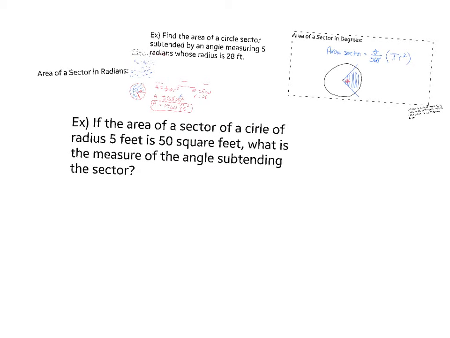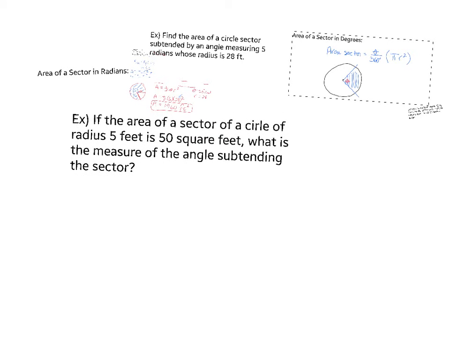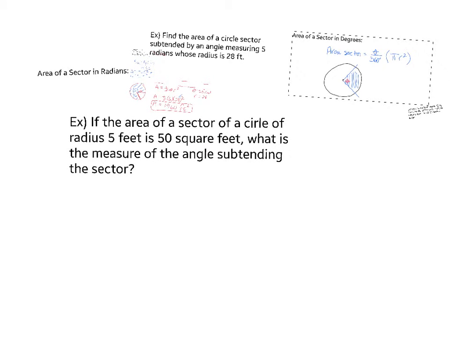Find the area of a sector of a circle of radius 5 feet. Oh, sorry. The area of a sector of a circle of radius 5 feet is 50 square feet. What is the measure of the angle subtending the sector? So again, they haven't told us what units they want the angle in. So I'm going to go with radians, just because we're going to live mostly in radians in this class.